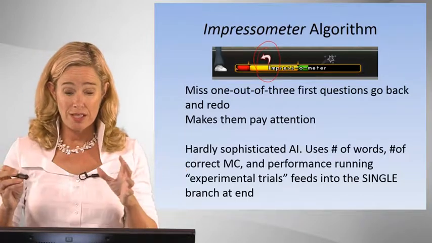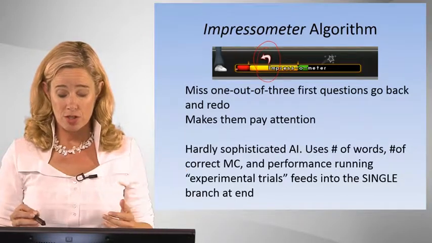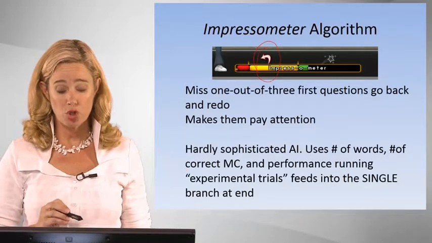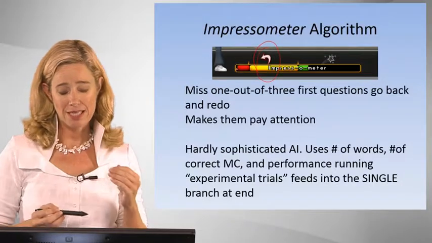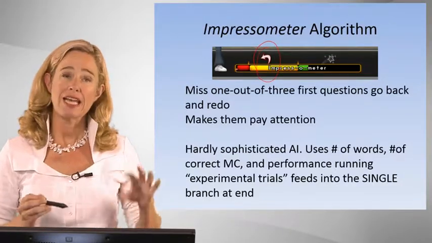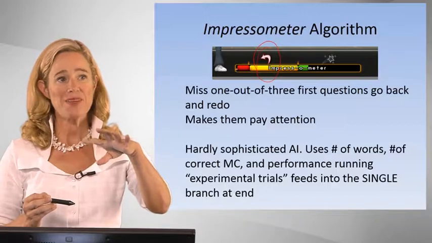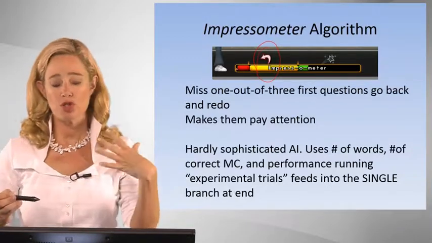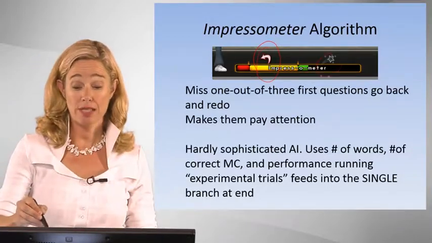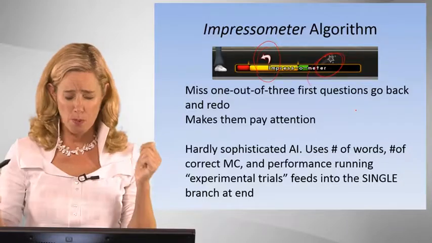What we're doing to feed this impressometer is using number of words, number of correct multiple choice, and performance they did when they ran these experimental trials. And that actually feeds a single branch at the end. Do you want to redo the simulation, or did we decide you get to join the lab? You get to join the lab when this big green star is lit up. Woohoo!